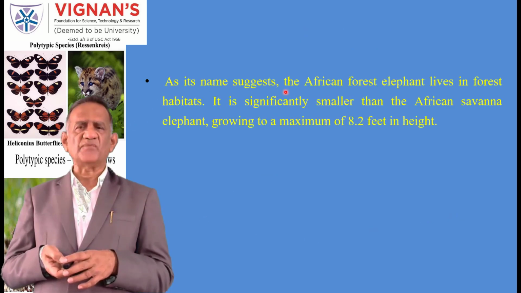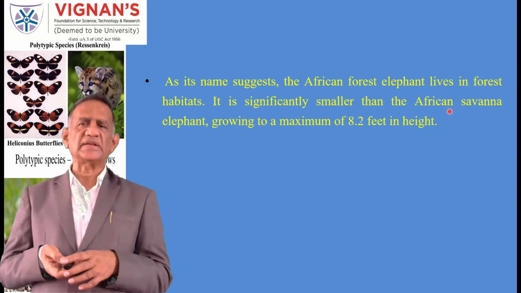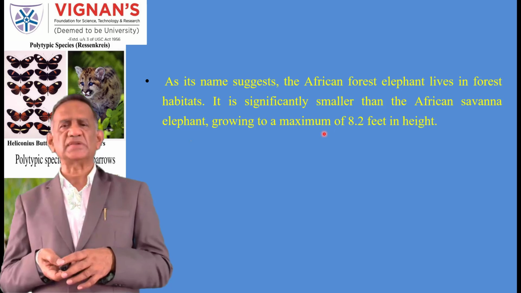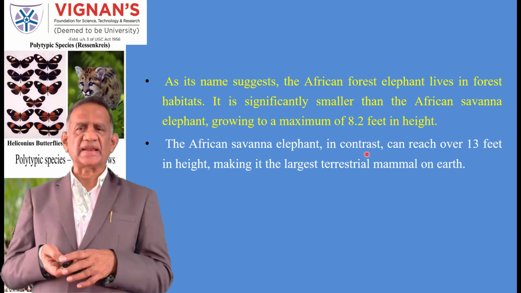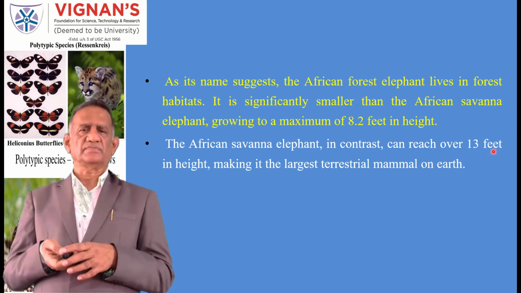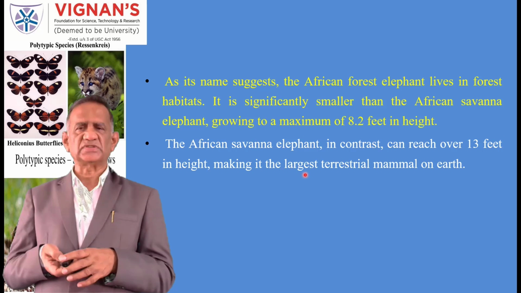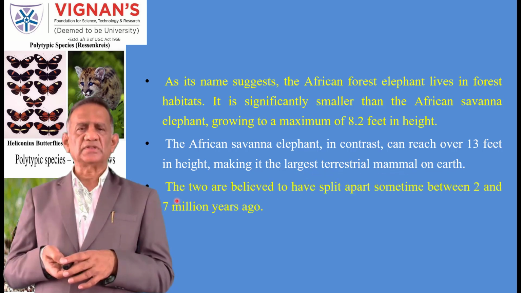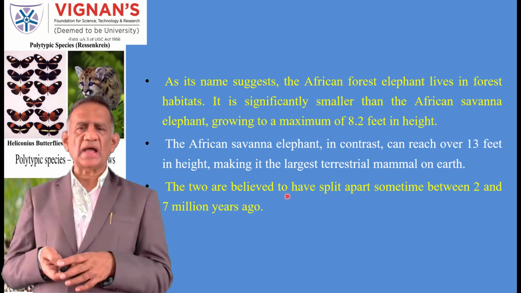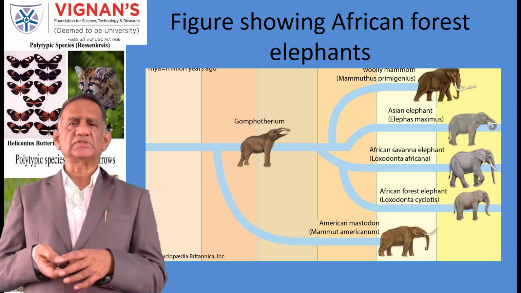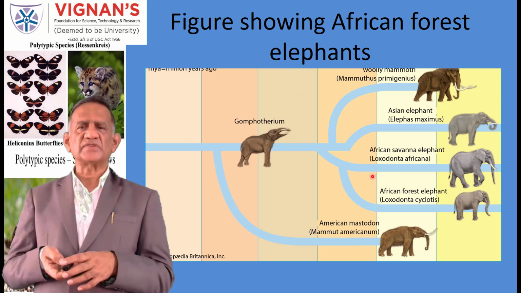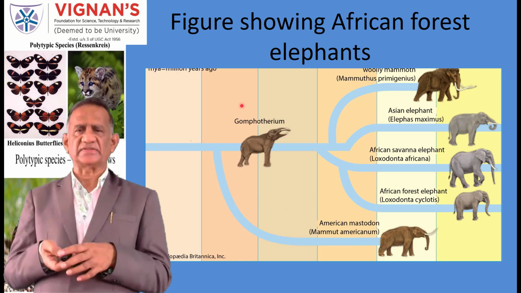As its name suggests, the African forest elephant lives in forest habitats. It is significantly smaller than the African savanna elephant, growing to a maximum size of 8.2 feet in height. The African savanna elephant, in contrast, can reach over 13 feet in height, making it the largest terrestrial animal on Earth. These two are believed to have split apart sometime between 2 to 7 million years ago. So this is the figure showing African forest elephants living in savanna grasslands.